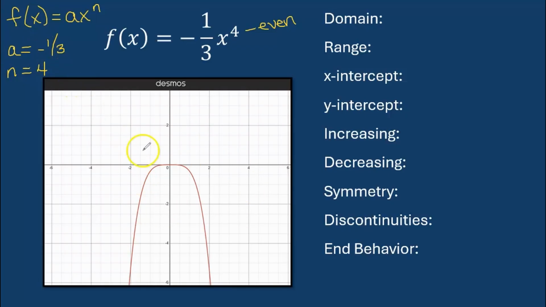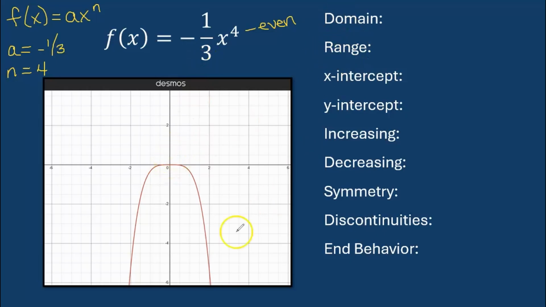The fact that it's a negative is the reason that this is flipped upside down like a frown. The fact that it has 1/3 is why this is flattened out at the top before it starts to curve. If I were to zoom in, you would see that this is still indeed a parabolic shape as we get closer and closer, but it goes up much slower because it's being cut into thirds.